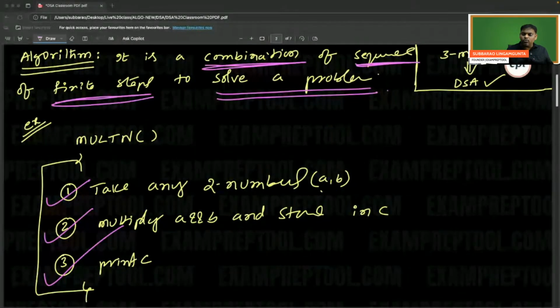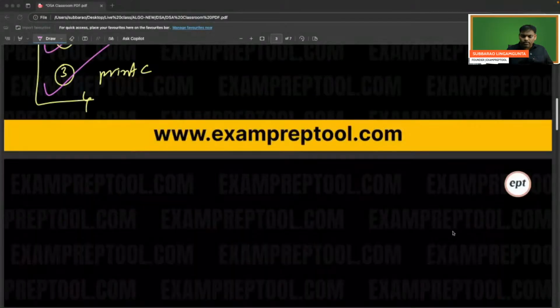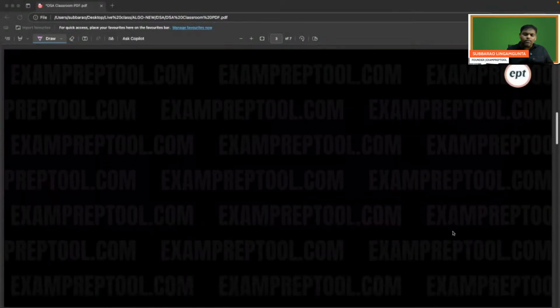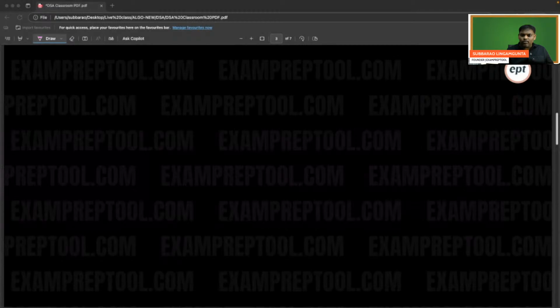Let's move to the next slide. Algorithm definition done, and one example also given. Now let's go to the properties. Properties of an algorithm.